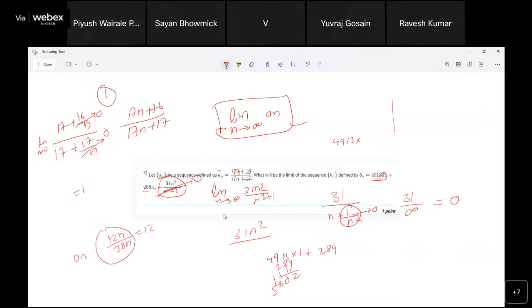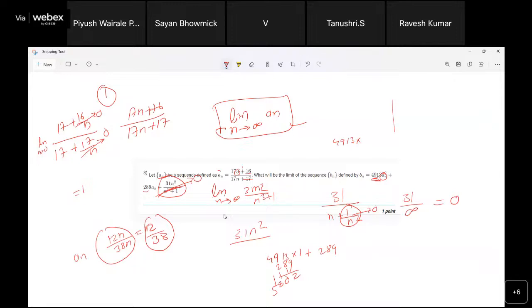So I need to put that n value in the bn sequence, and since the last n square part is eliminated, that's fine. So I did that. I used the calculator. I didn't calculate it by myself because I know I might make some mistake. But still, my answer is not coming out right. I don't know why.